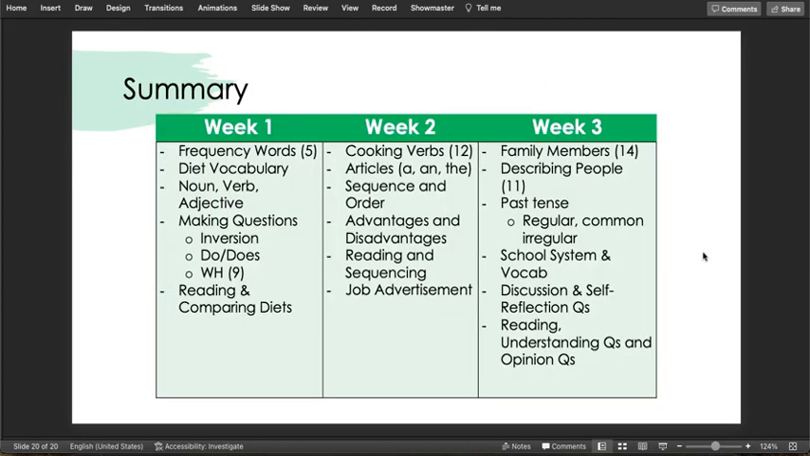So here's a summary of what you should be able to do. Week 1, there are 5 frequency words. Use the diet vocabulary. Just define and give examples of nouns, verbs, adjectives. Make questions in 3 different ways and with 9 different question words. And then you also practice reading and comparing, right? In this case, it was the diets of Ali and Christina.